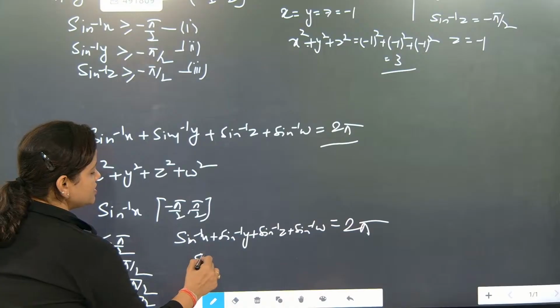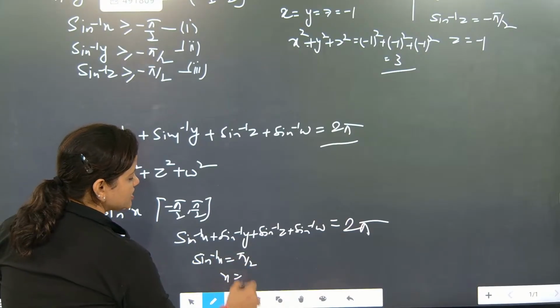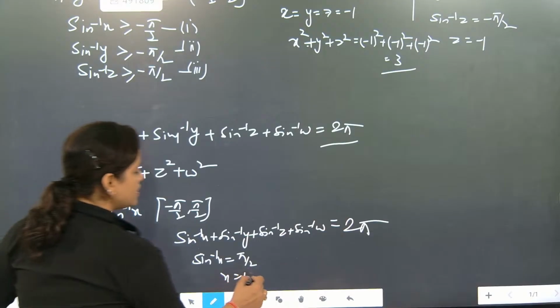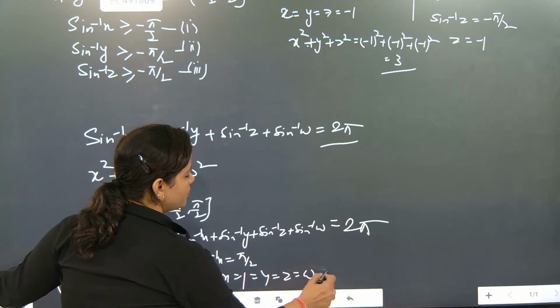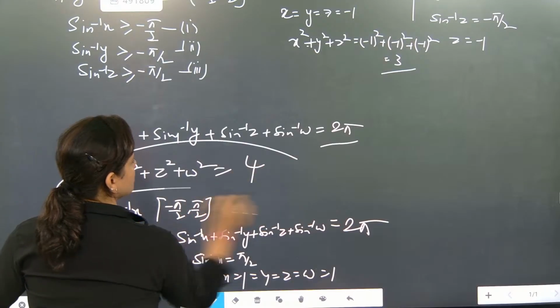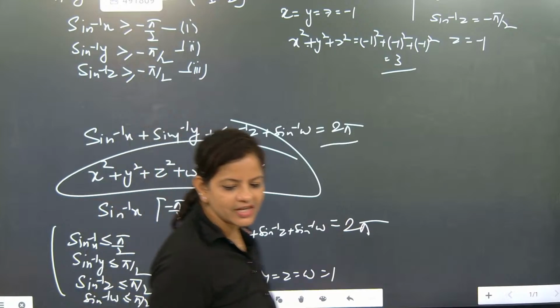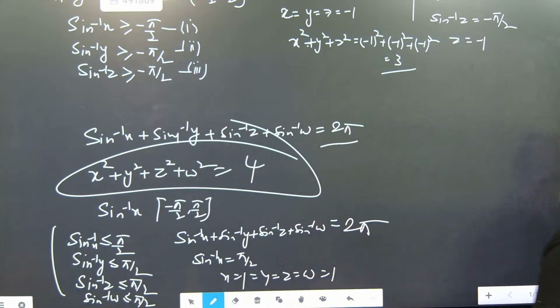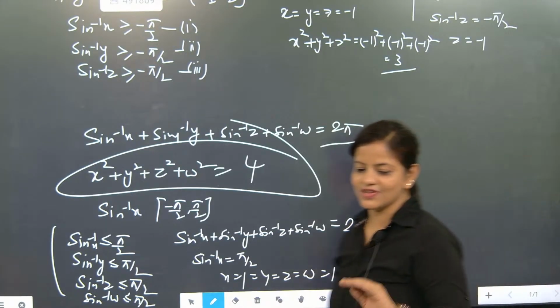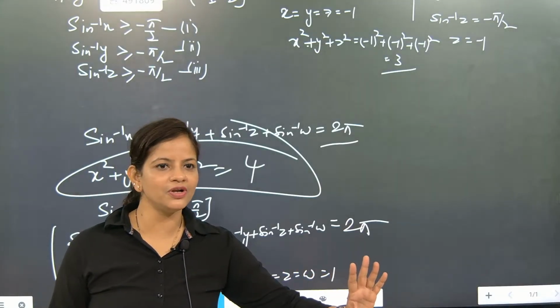Understood? So sine inverse x is equal to pi by 2, which means the x value is coming as 1. Similarly y, z, w, everything is coming as 1. So the sum of squares is coming as 4. Was that tough? Now, if this type of question comes, will you be able to answer? So I'm going to keep one last session of inverse trigonometry, where we will solve some typical questions, and then we will say bye-bye to inverse trigonometry. Understood? Now, finding the principal domain you will be able to do.